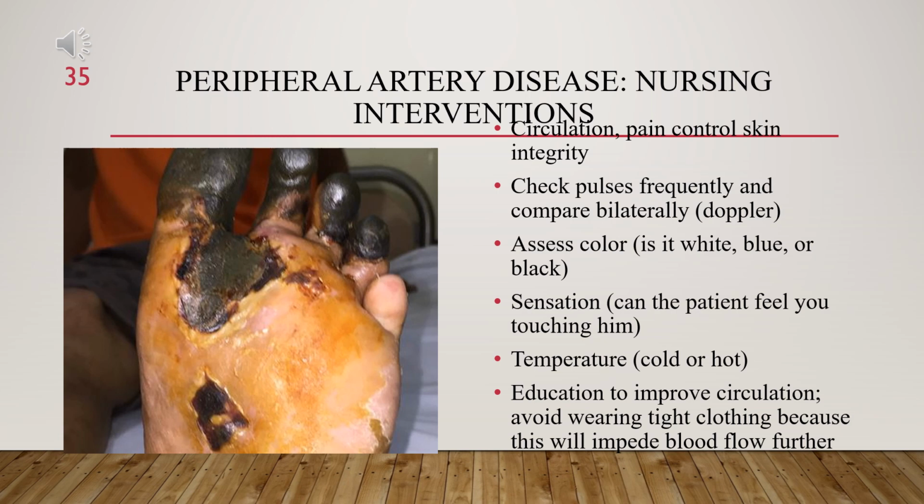So what are we going to do to help patients with PAD? We need to be worried about circulation and pain control, and of course skin integrity. So we need to be checking pulses frequently. We need to compare right to left. We're going to be using the Doppler. We're going to be assessing the skin color. Is it white, blue, or black? We're going to be assessing their sensation. Can the patient feel you when you're touching them? The temperature, is it going to be cold or hot? And then education to improve circulation. So we're going to say avoid wearing tight clothing because this will impede blood flow even further. Remember, we need to get that blood down to the extremities. It's having a hard time getting down.